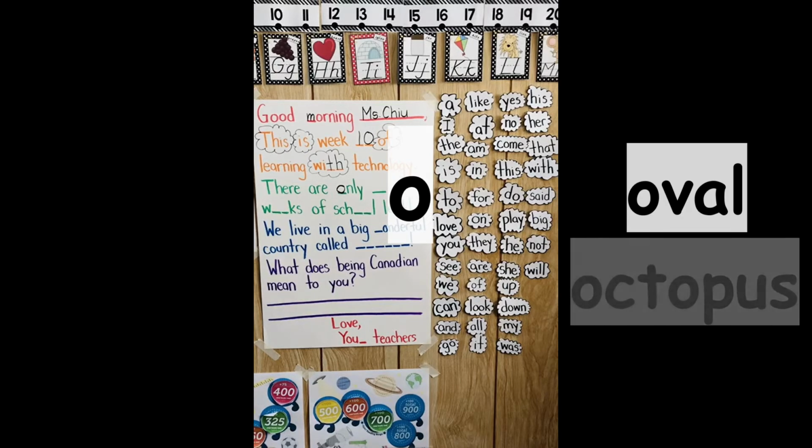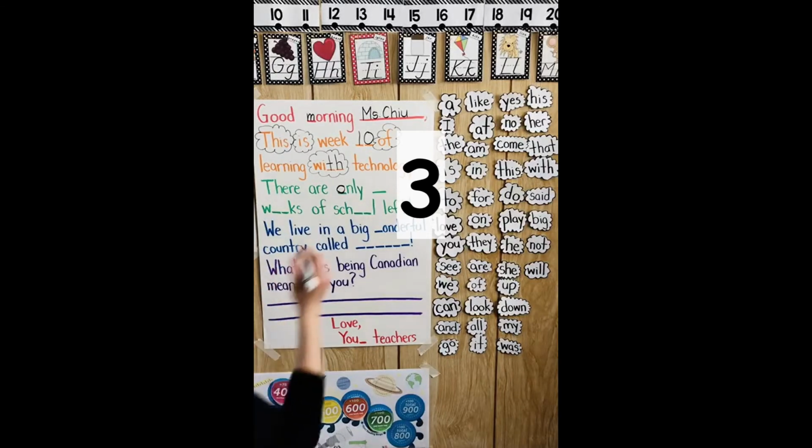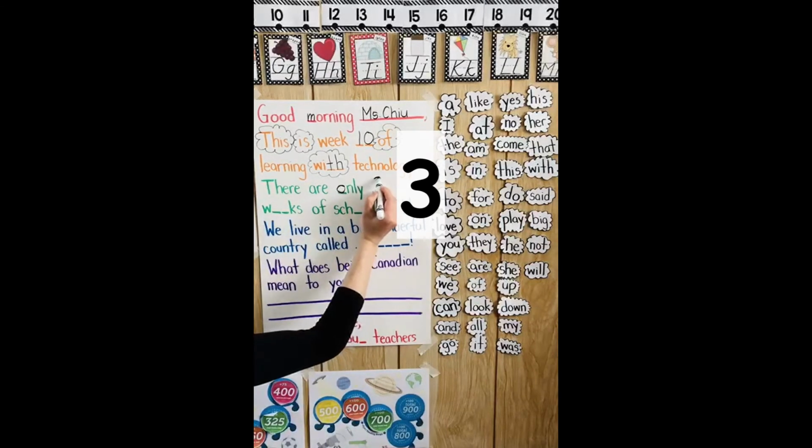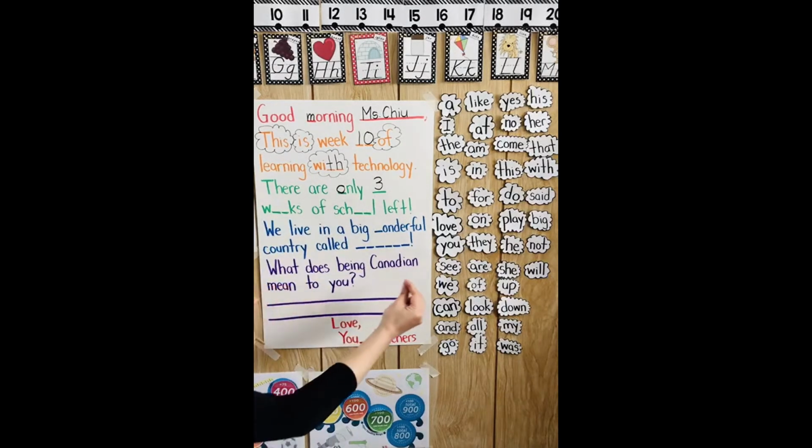word octopus. Now we need to write the number 3, because there are 3 weeks of school left before the summer break. Start at the top and make 2 bumps. That makes the number 3. Time has really flown by. Now let's fix the word weeks. Weeks. We're missing the E sound.